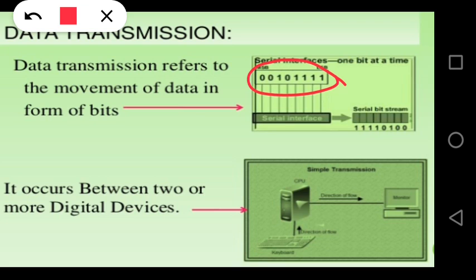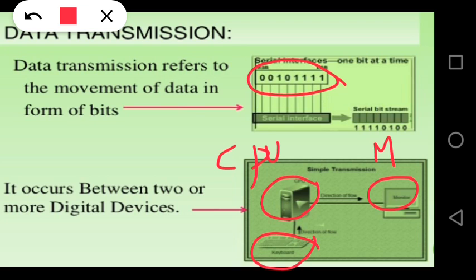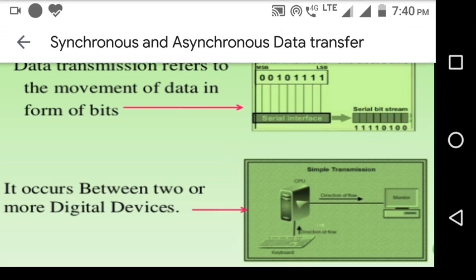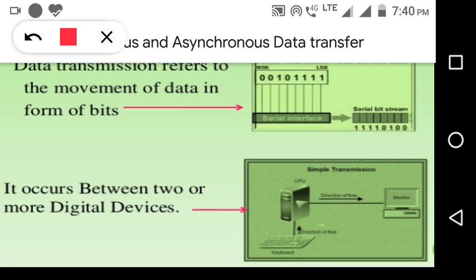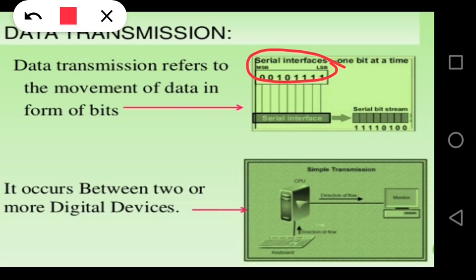Simple transmission. For example, if this is my CPU and this is monitor, this is a keyboard. So from keyboard to monitor, CPU to monitor, this is called data transmission. Serial interfaces, one bit at a time. In data transfer, there is a special type of transfer called serial interfaces, where one bit of information is sent, bit by bit data is transmitted.